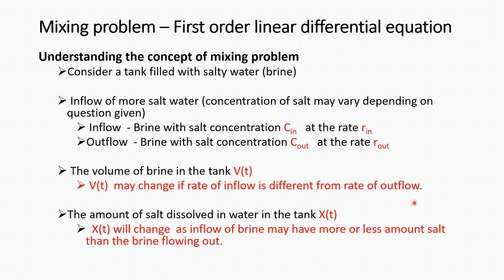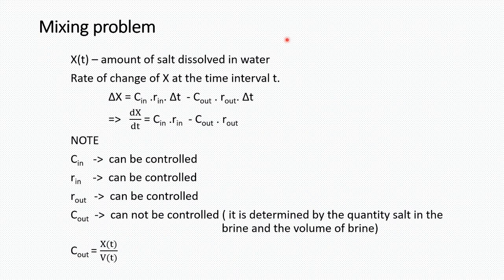The amount of salt dissolved in water in the tank is x(t). x(t) will change as inflow of brine may have more or less salt than the brine flowing out. Rate of change of x, the amount of salt, in the time interval delta t: delta x is equal to C in times R in times delta t minus C out times R out times delta t. This implies dx by dt is equal to C in times R in minus C out times R out.